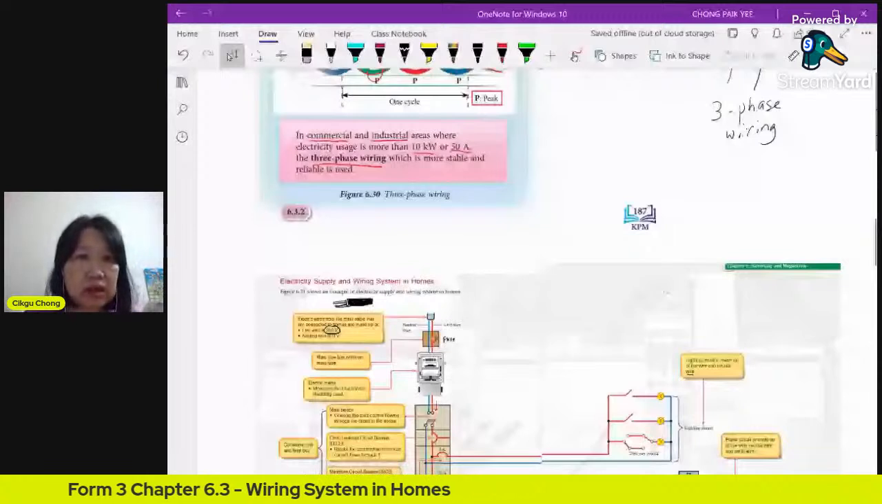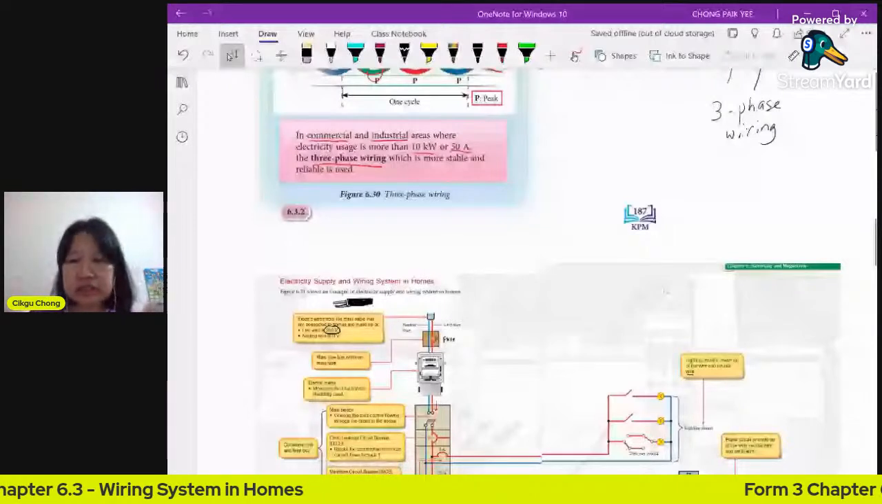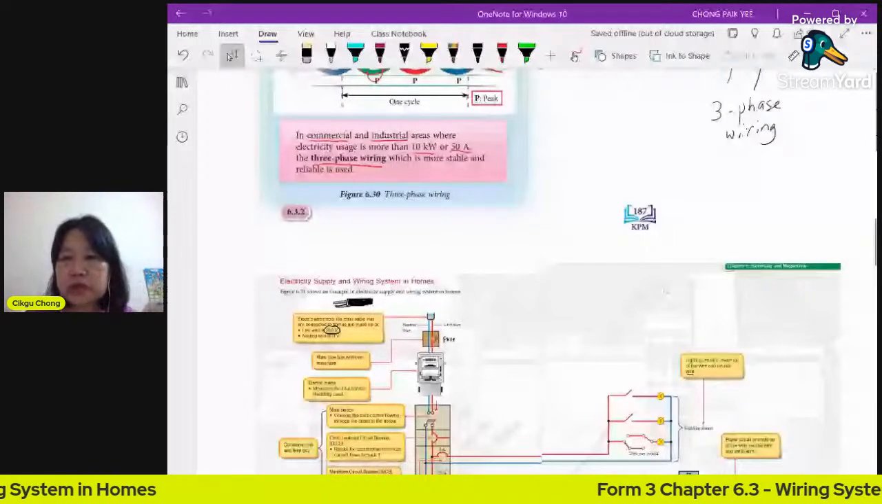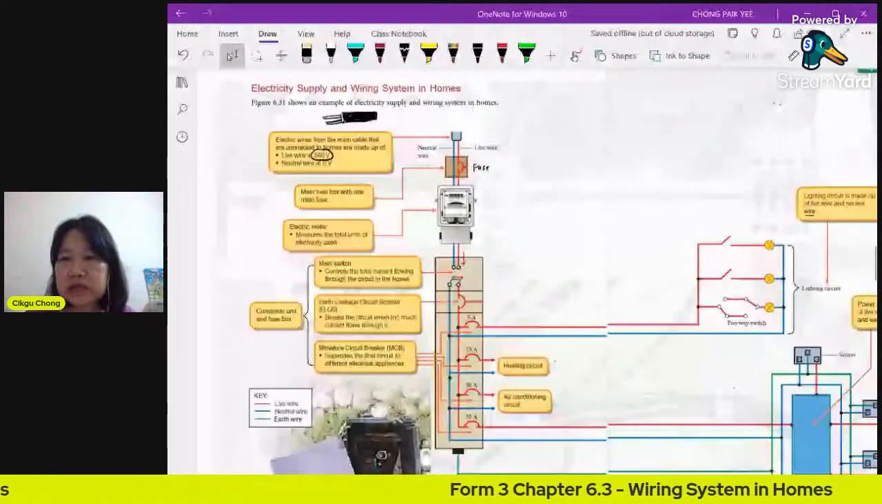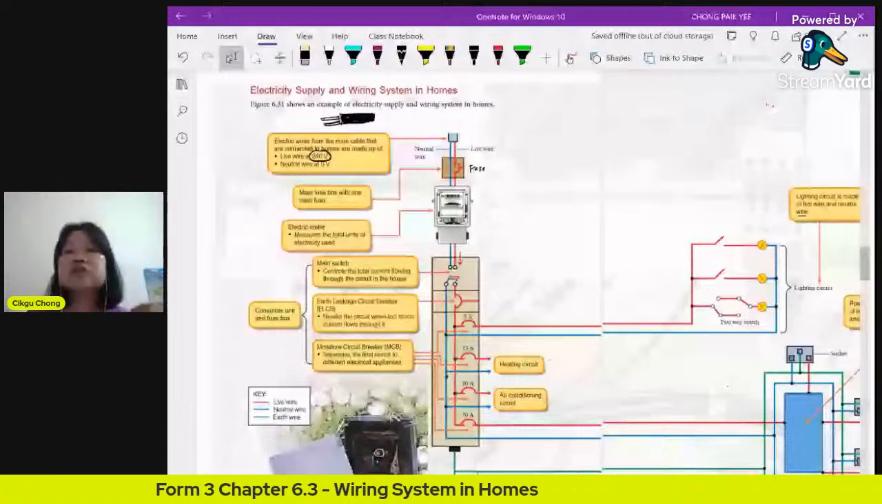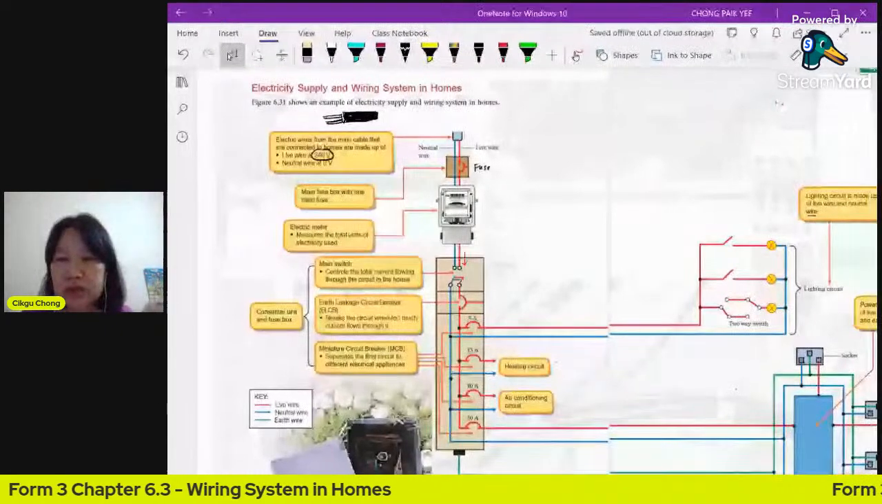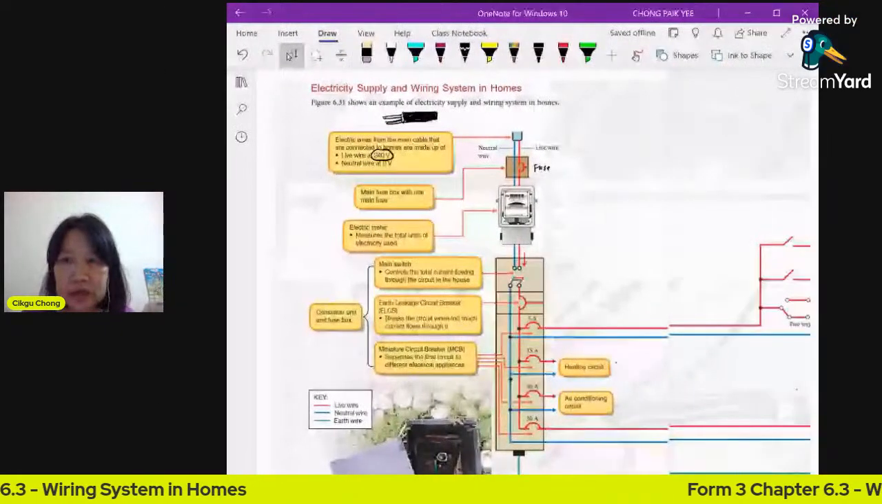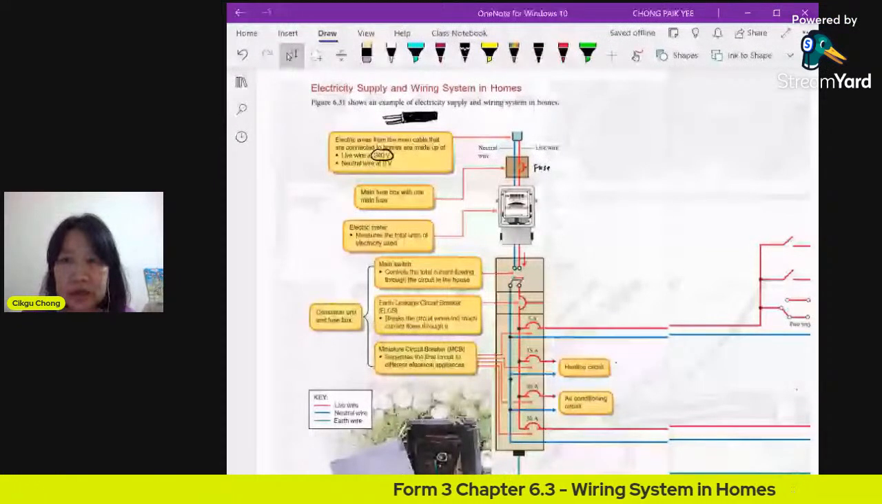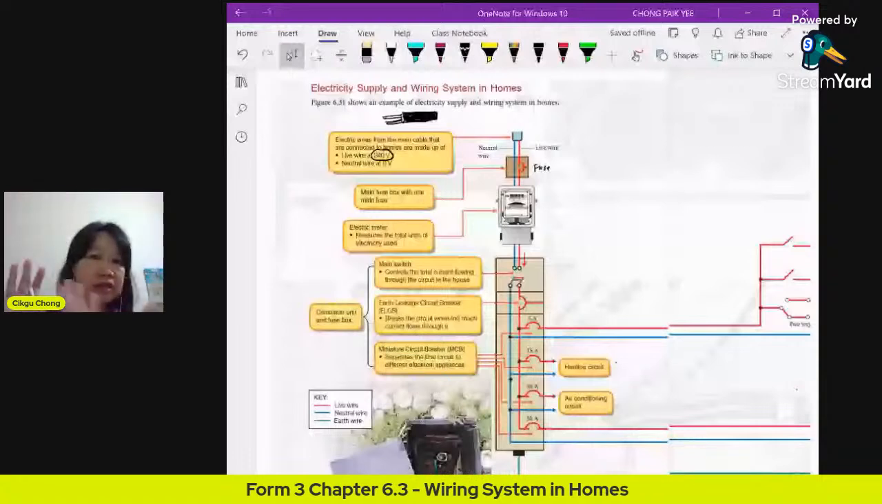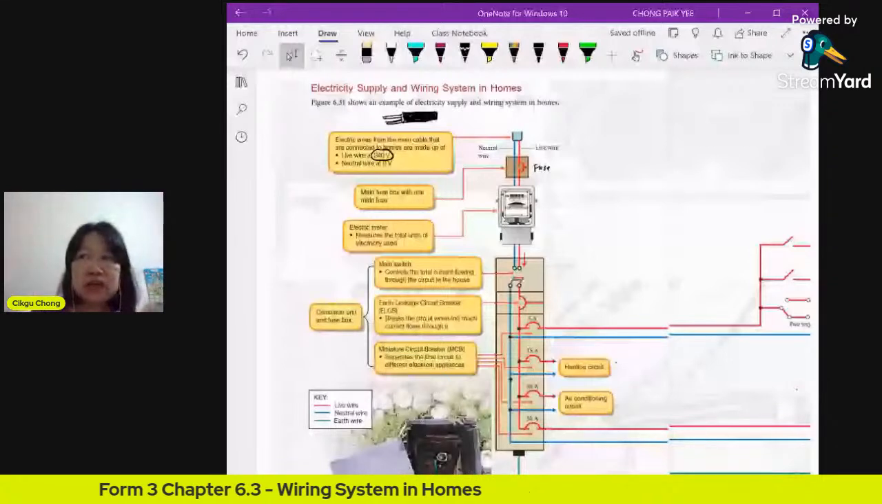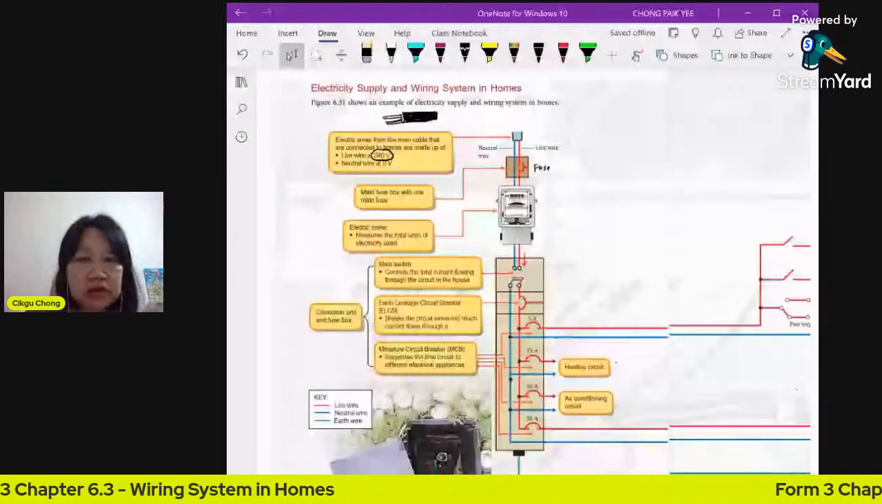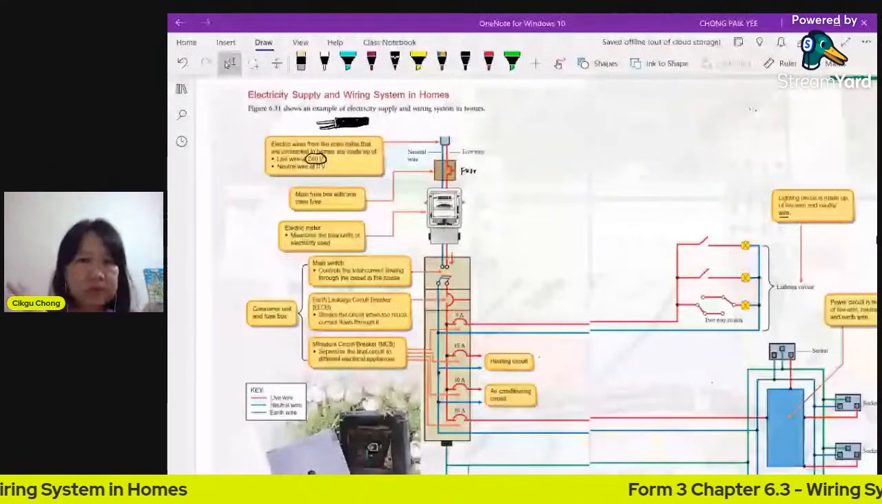The wiring system. You know that Tenaga Nasional supplies the electricity to our houses. If you were to go to your porch, where your father or mom parks a car, you will see at the wall there a board. It's not a circuit board, it's just a board. And you have a meter there, isn't it?